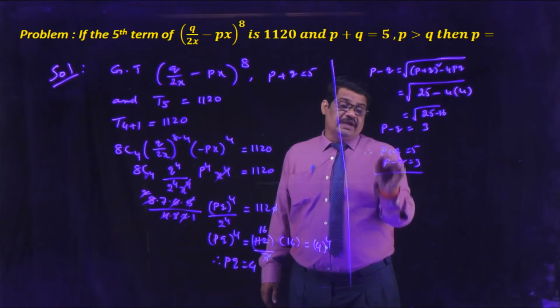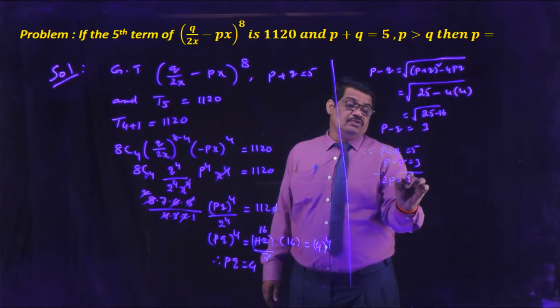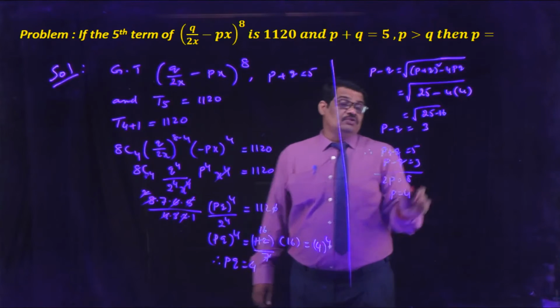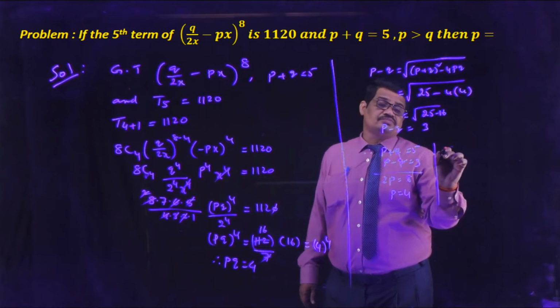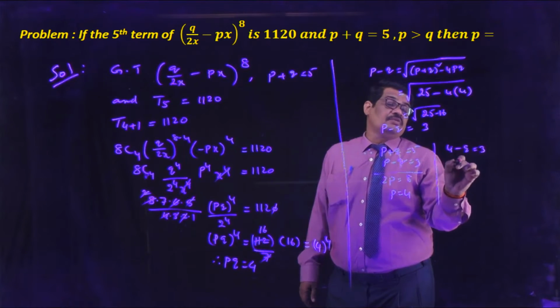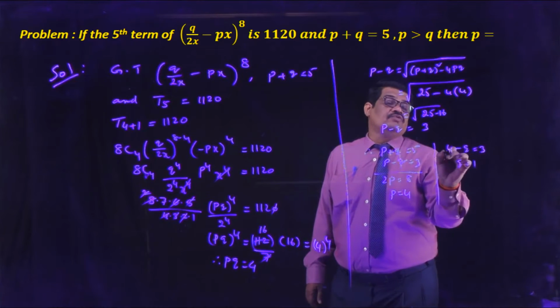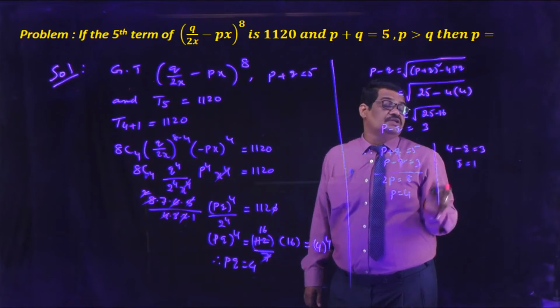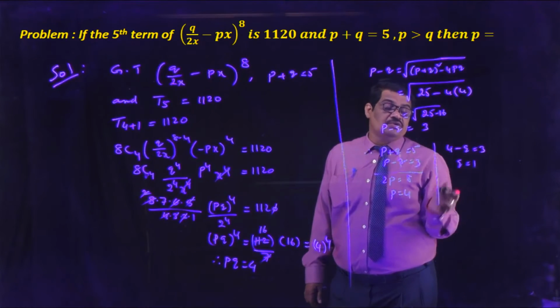Now q will be cancelled. Here 2p is equal to 8. p is equal to 4. If p is equal to 4, what is q? 4 minus q is equal to 3. So from that q is equal to, here 4 minus 3 is equal to q. Therefore q is equal to 1.